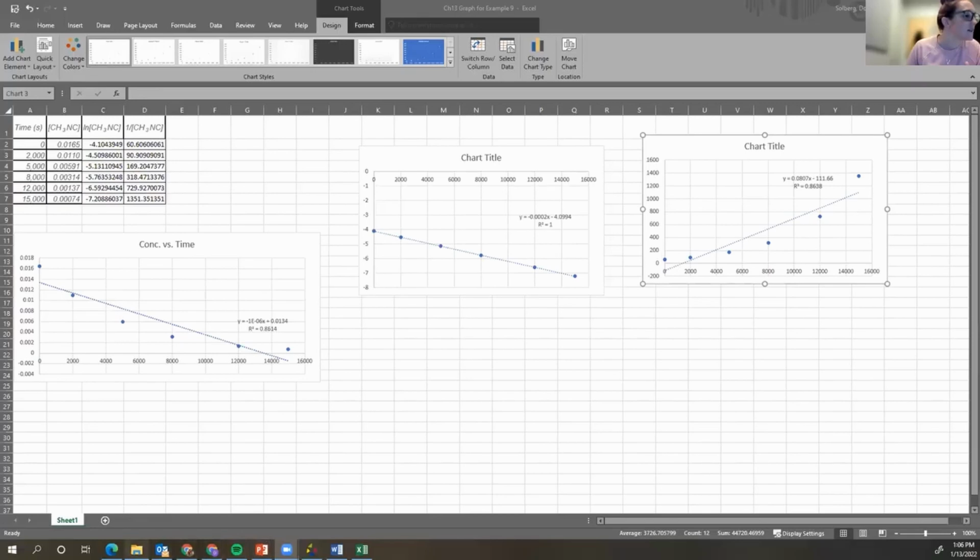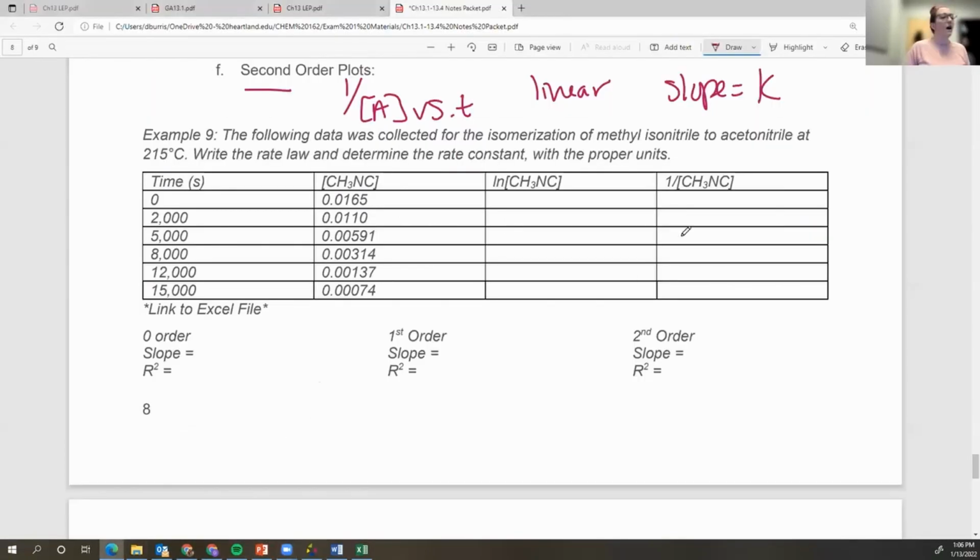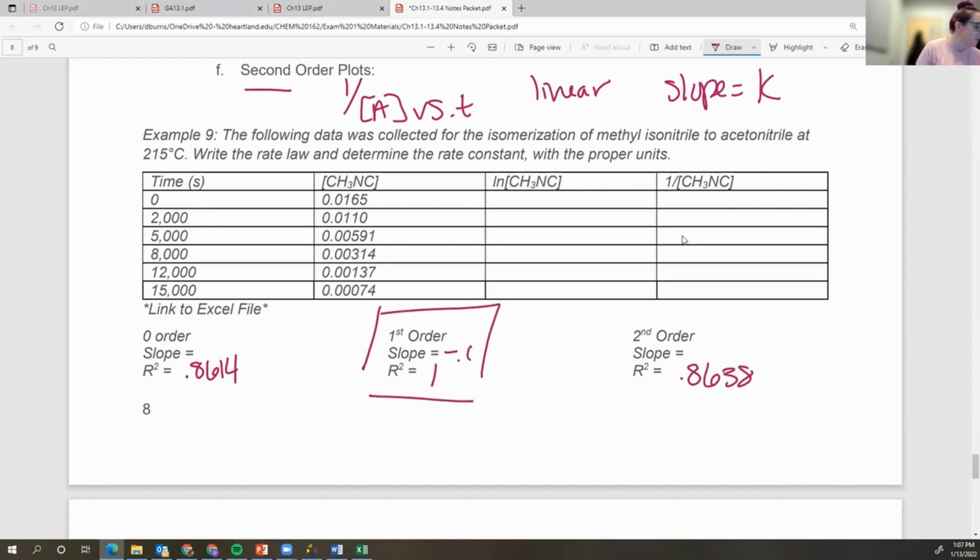Find them. They're there. Okay, I'm not going to fill in the data because Excel did it for me, but what I got was that the R² value here was 0.8614. This R² value was 1, and this R² value was 0.8638. So that must have meant it was a first order reaction. The slope was negative 0.0002, so that means that that is my K value.